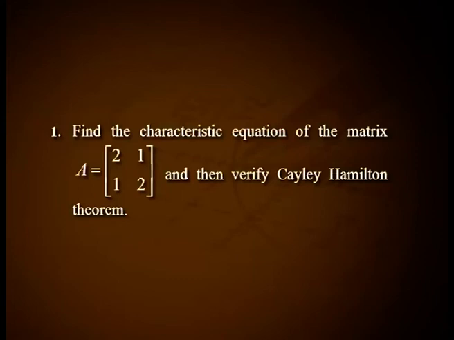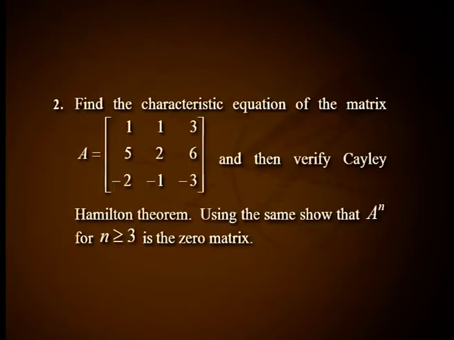Question 1. Find the characteristic equation of the matrix A is equal to matrix 2 1 1 2 and then verify Cayley-Hamilton theorem. Question 2. Find the characteristic equation of the matrix A is equal to matrix 1 1 3 5 2 6 minus 2 minus 1 minus 3 and then verify Cayley-Hamilton theorem. Using the same, show that A raised to n for n greater than or equal to 3 is the 0 matrix.